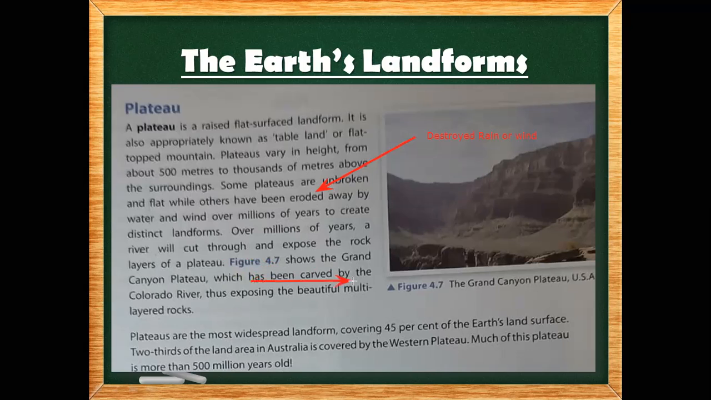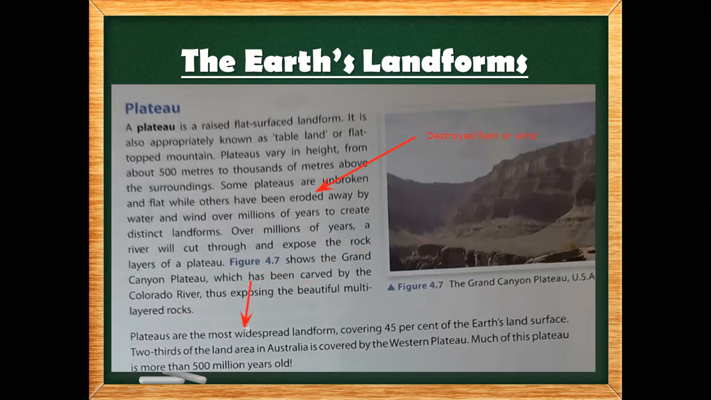Figure 4.7. If you see Figure 4.7, it shows the Grand Canyon plateau, which has been carved by the Colorado River. If you see this picture, this plateau is made because of the river, and the name of the river is Colorado River. Thus exposing the beautiful multi-layered rock.